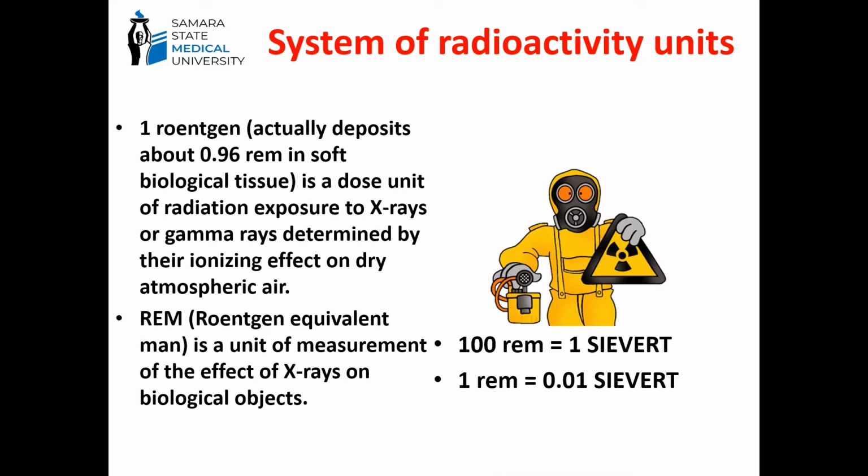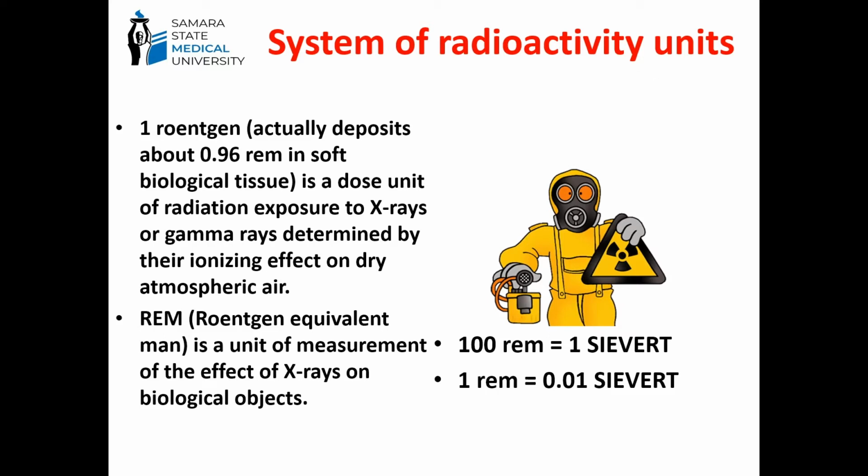The system of radioactivity units includes several units. At first, 1 Röntgen is a dose unit of radiation exposure to X-rays or gamma rays determined by their ionizing effect on dry atmosphere air. It actually deposits about 0.96 rem in soft biological tissue.